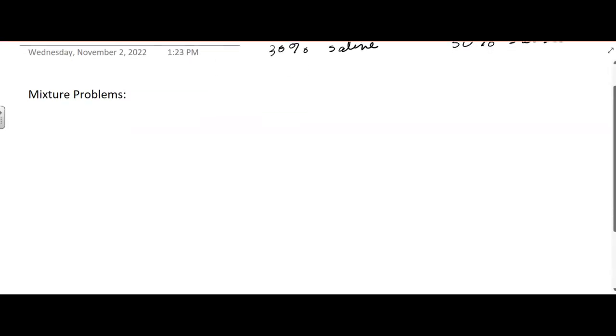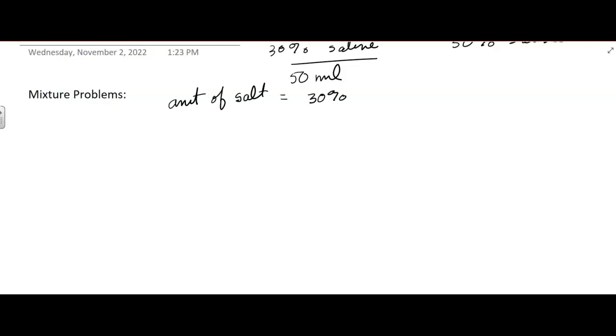So what happens is, if I have a 30% saline solution, let's say I have 50 milliliters of it. The amount of salt, that's the saline, is going to equal 30% of 50. That's how much actual salt I'm getting out of that saline solution, because 30% of it is salt. To figure that out, you make the percentage into a decimal and multiply it times the amount that you have. That tells you how much salt you're getting from that one.